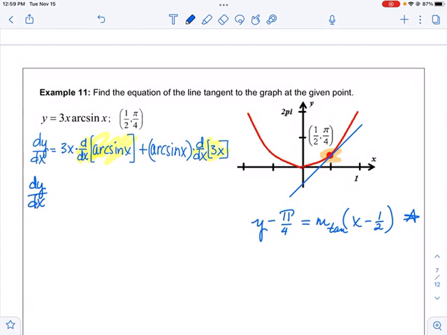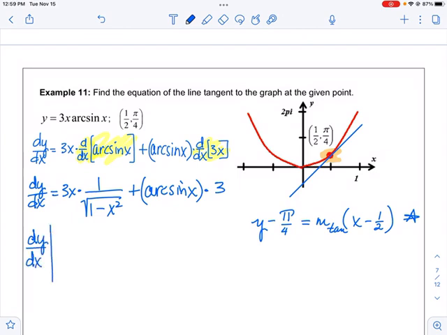and then we have our answer. So dy dx is equal to 3x times 1 over the square root of 1 minus x squared, plus the arc sine of x, and then it's going to be times 3. Watch it that the x and the 3 don't try to marry each other, okay? So we'd probably say 3 arc sine x.